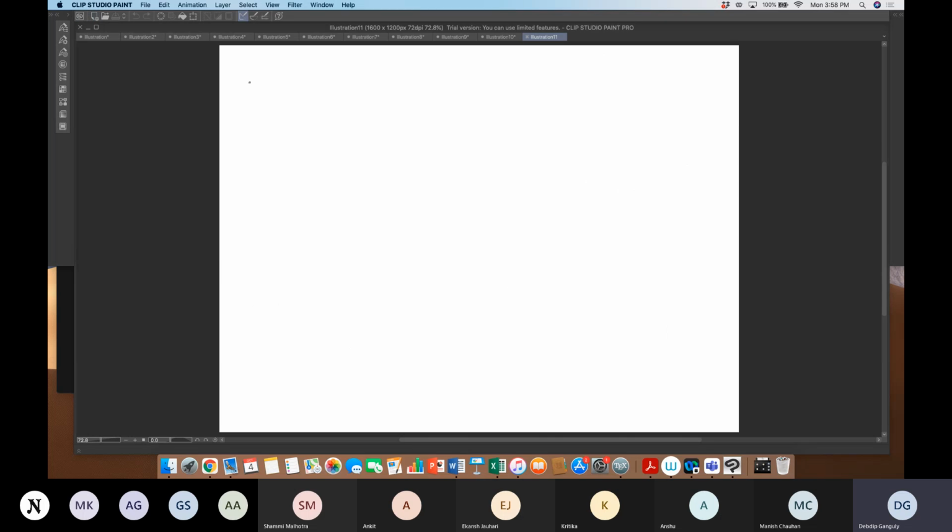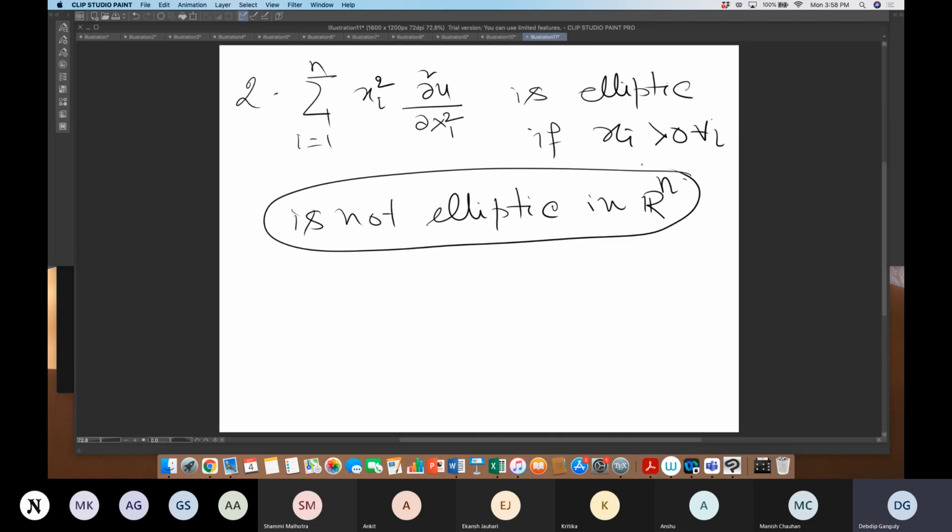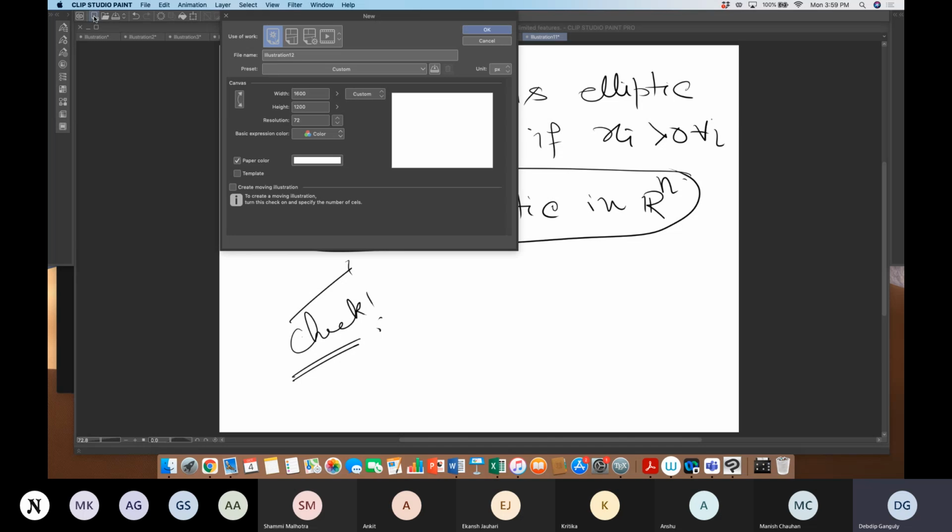Now one more example, a second example. You just check. Sum over i equal to 1 to n of x_i squared del square u by del x_i square. Is it elliptic? It is elliptic if x_i is positive for all i. It is not elliptic in Rn. Okay, just check. Please check. One line. Okay. Clear?